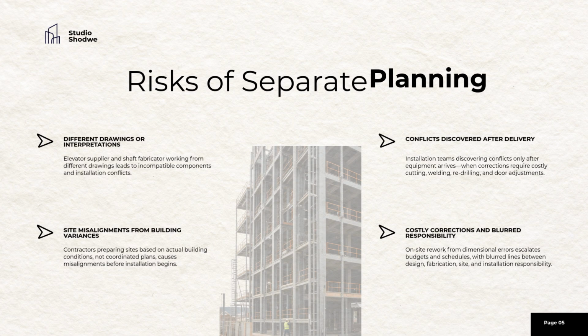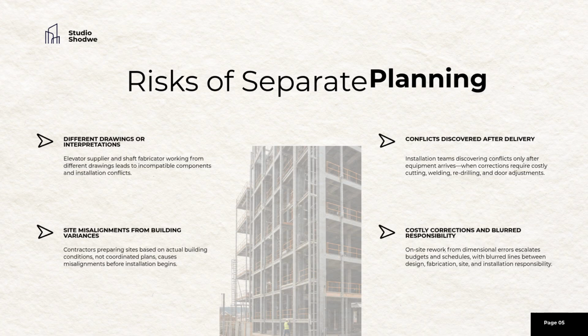Why separate planning creates risk. One common project risk happens when the elevator supplier and the shaft structure supplier are not coordinated. The elevator supplier may design the elevator based on one set of drawings. The steel structure supplier may fabricate the shaft based on another interpretation. The contractor may prepare the site based on actual building conditions. Then the installation team discovers the conflicts only after the equipment reaches the site.